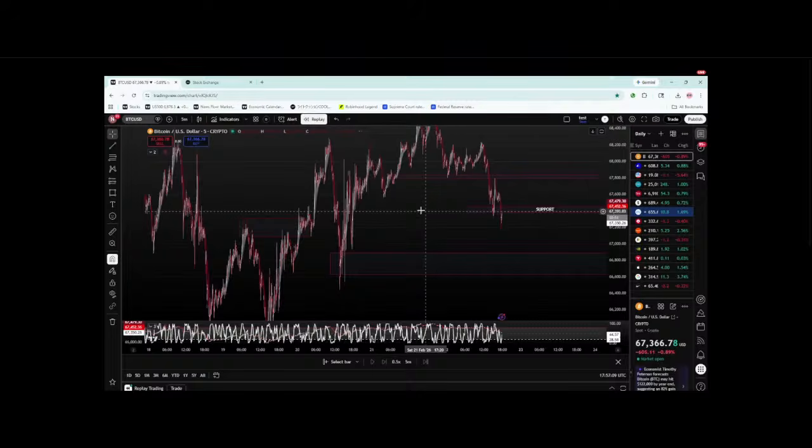But if you want to tail, use the 5-minute time frame. Definitely use the 5-minute time frame. It's just like the best in between.